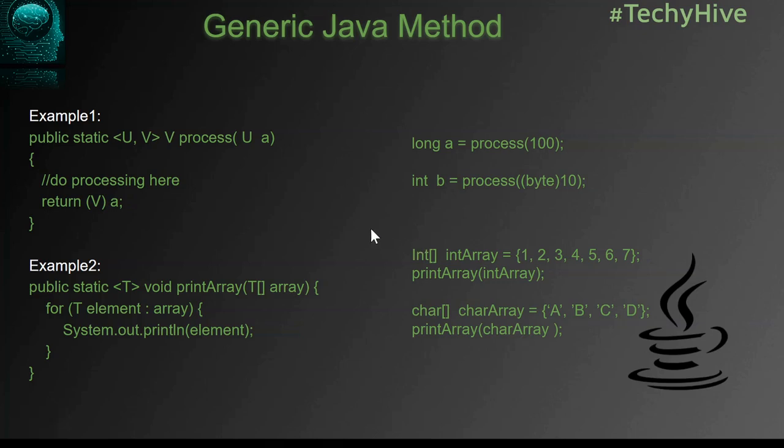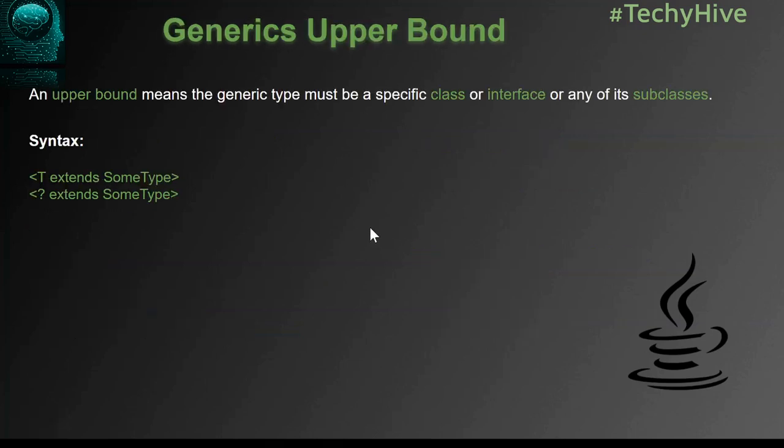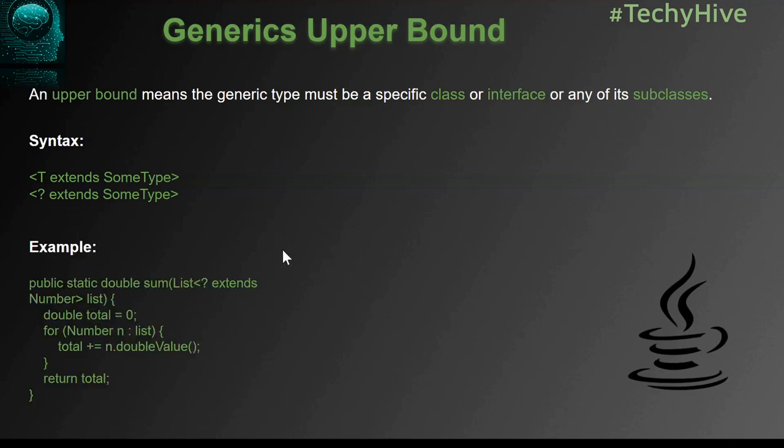Let's see how to restrict the generic type in Java. Here is the example of the upper bound. An upper bound means the generic type must be a specific class or interface or any of its subclasses. Here is the syntax: T extends some type. Then any type which extends some type can be passed as the type. And here is a simple example of upper bound.